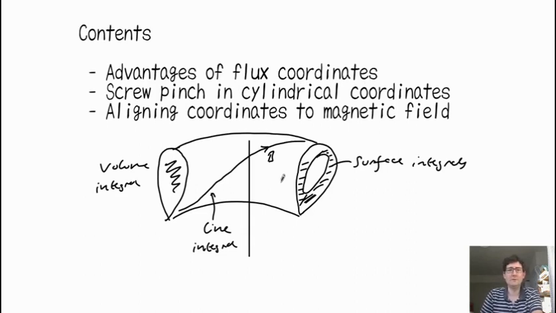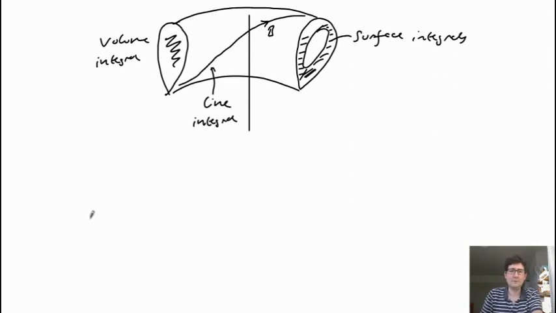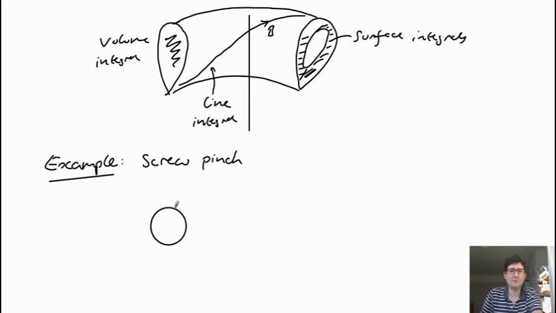In this lecture I hope to explain how this works, so you feel a bit more comfortable with these coordinate systems. I'll start with an example called a screw pinch. It's like a theta pinch or a z pinch, but you have a cylinder like this, where z is down this axis, r is going radially outwards, and then we have an angle coordinate theta.